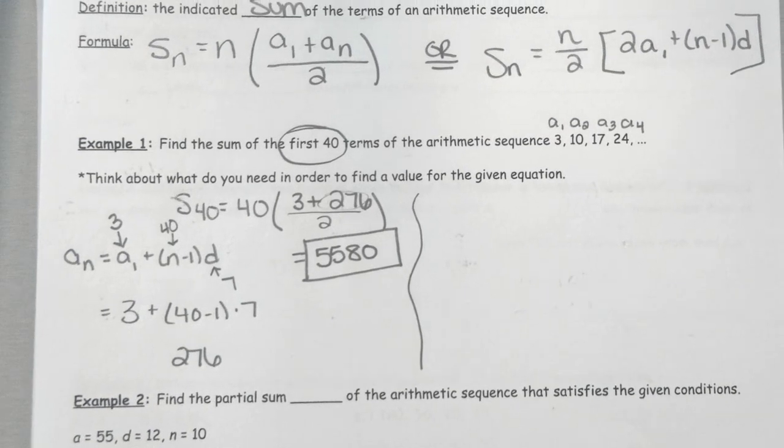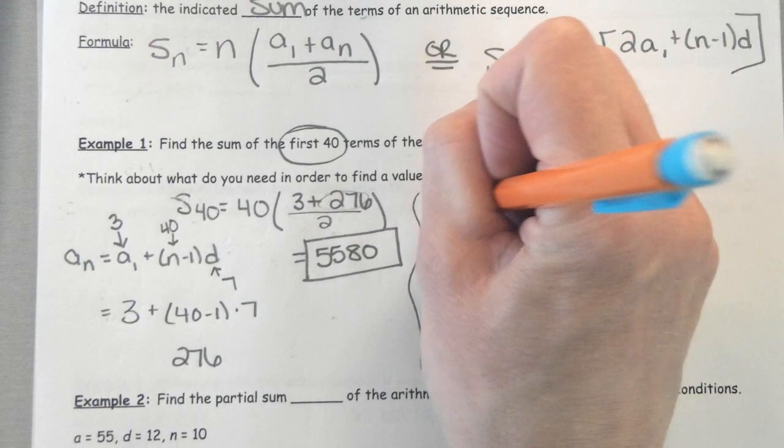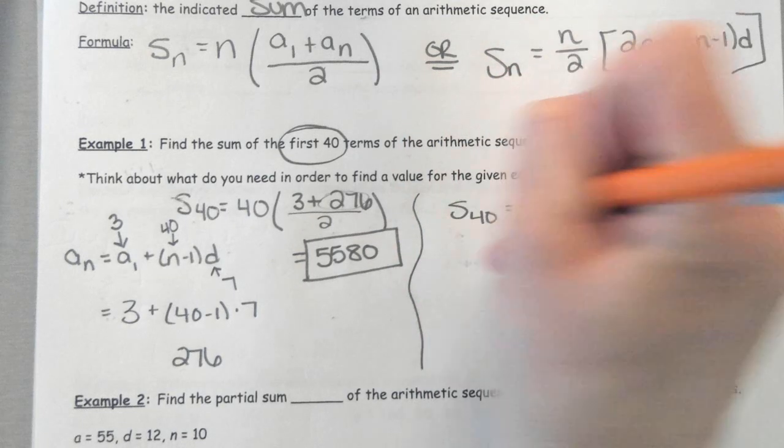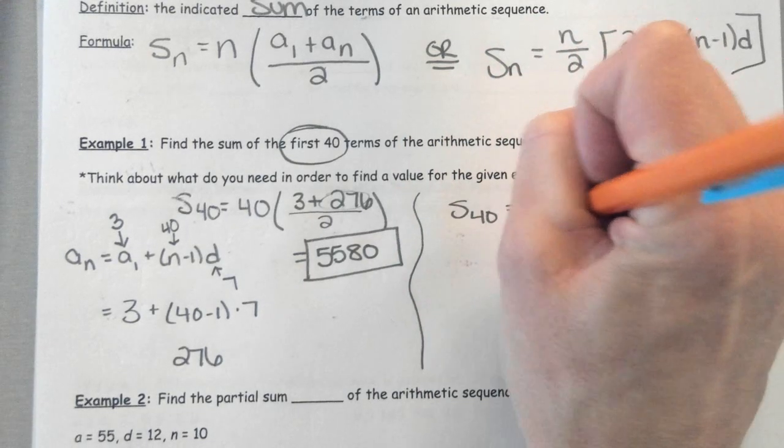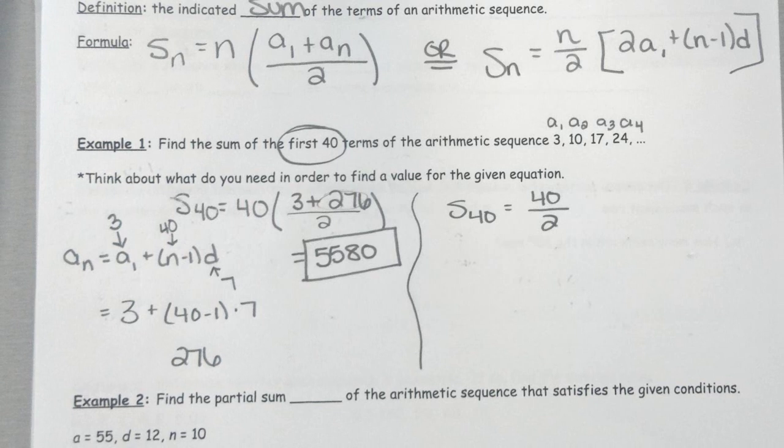Let's try the other formula now, just to make sure we know how to use both. So again, we're going to find f sub 40. I'm going to plug in 40 for n because that's the term that we're looking for.